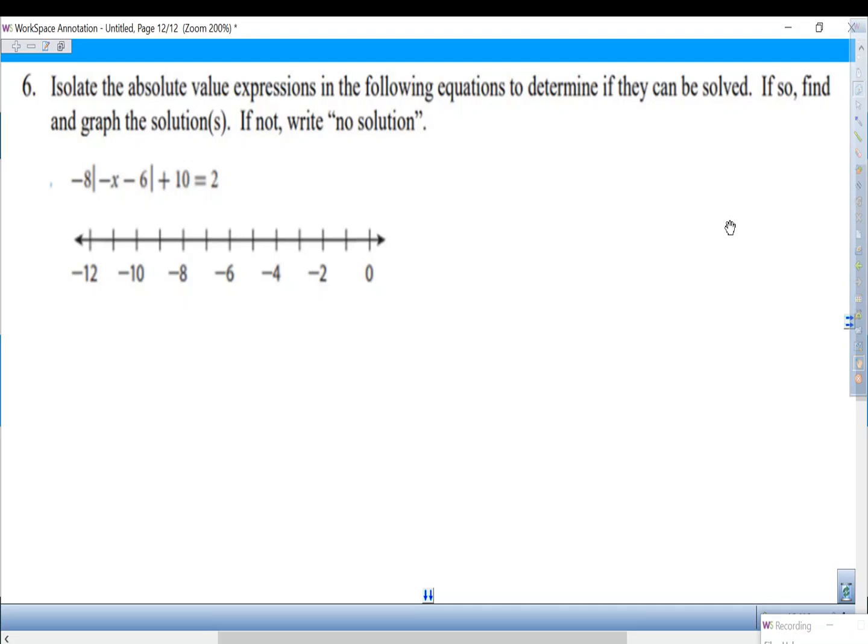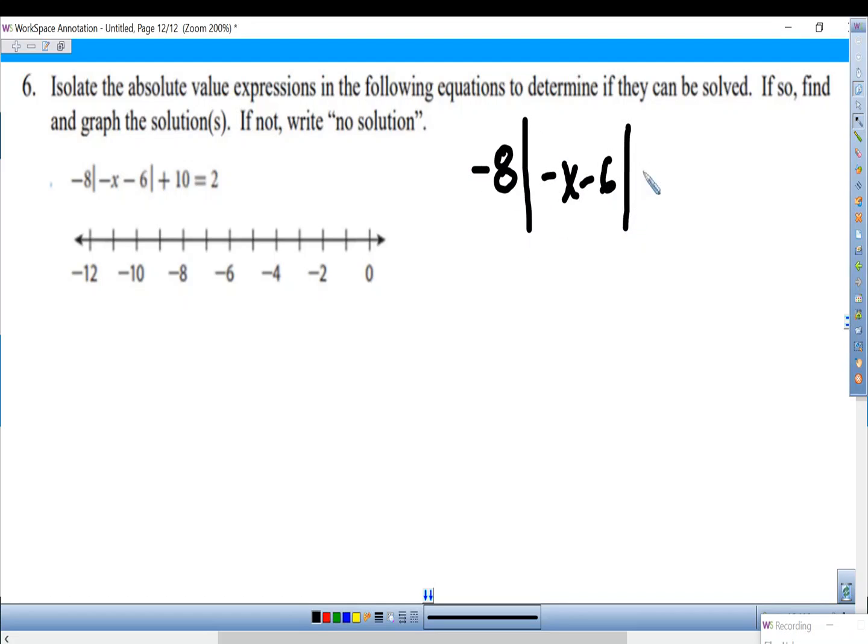So I'm going to write it on the side to do the work, and then I'll leave the graph right there so that we can graph it there. So I'm going to write my equation, -8 absolute value minus x minus 6, close the absolute value, plus 10 equals 2. All right, remember absolute values? Oh yes, Mr. Q, I love these. All right, line down the equal sign.